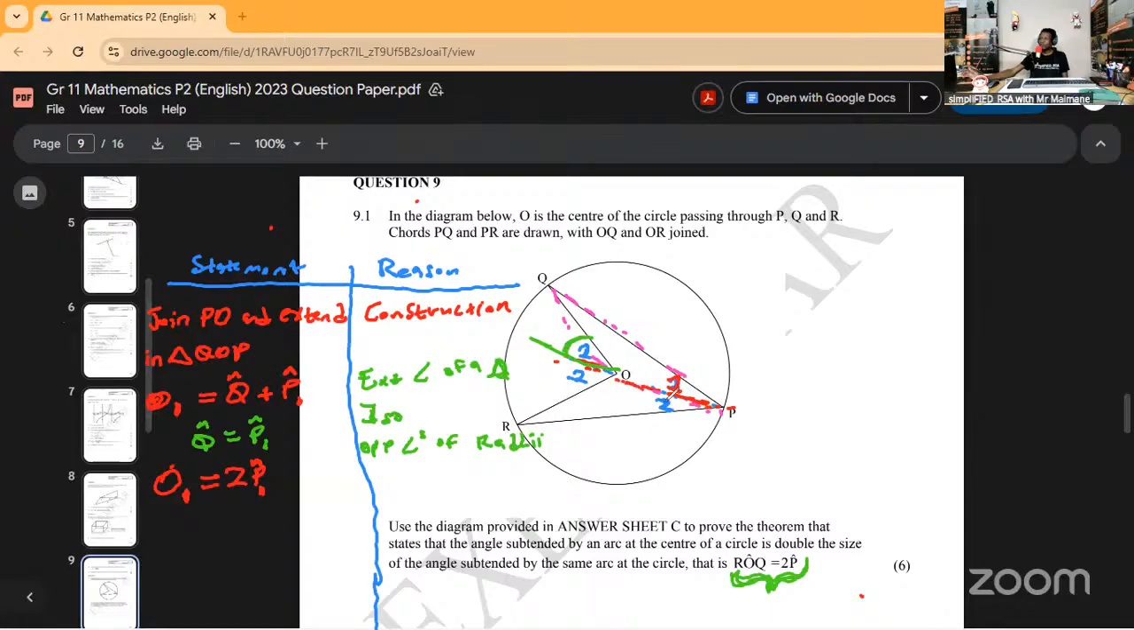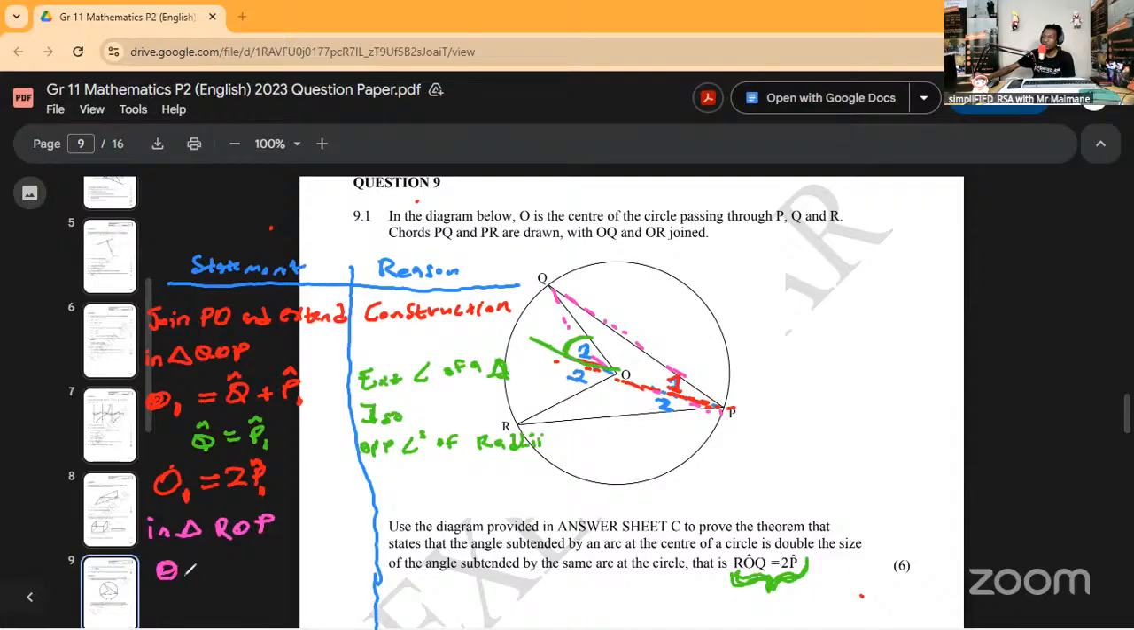I can join it just below here. All right, so now I will change and say, and you have to say that because now you are saying I'm talking about this triangle. It's a mark for saying that in triangle ROP now.